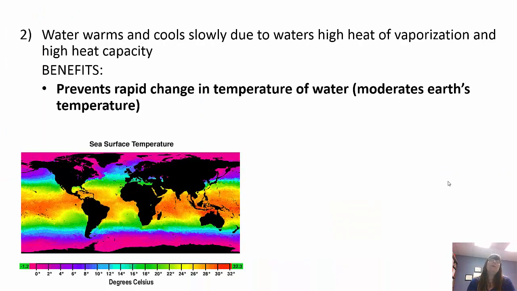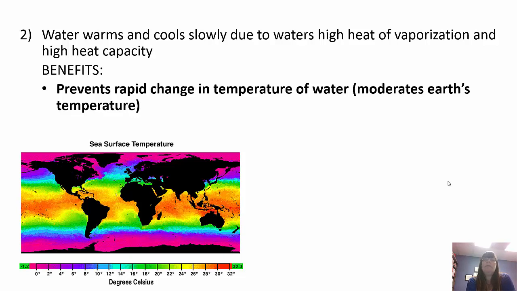The second is it warms and cools very slowly because water has a high heat of vaporization and a high heat capacity. Basically, that means it takes a long time for water to evaporate, and it also can absorb a lot of heat before it changes temperature itself. So if you've ever left a pot of water boiling on the stove and walked away and forgot about it, and you came back and there's still water in there, that's because it has a high heat of vaporization.